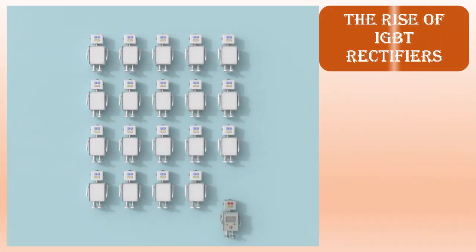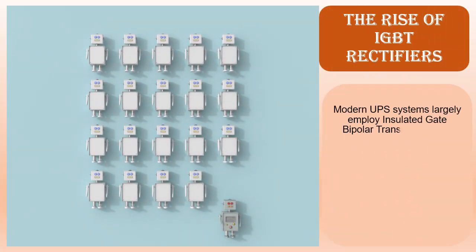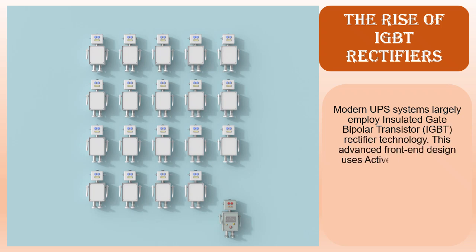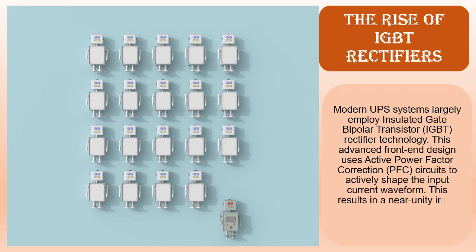The rise of IGBT rectifiers. Modern UPS systems largely employ insulated gate bipolar transistor, IGBT, rectifier technology. This advanced front-end design uses active power factor correction, PFC, circuits to actively shape the input current waveform. This results in a near-unity input PF, often exceeding at full nominal load.